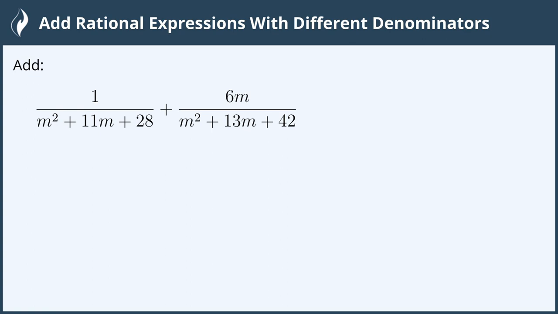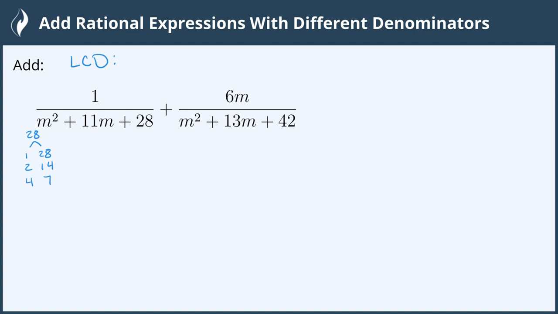The first thing we need to do to add rational expressions with different denominators is to find a common denominator, or the lowest common denominator. To do that, we'll need to factor both denominators. The first one, we'll find factors of c, which is 28. Factors of 28 are 1 and 28, 2 and 14, and 4 and 7, and that's it.